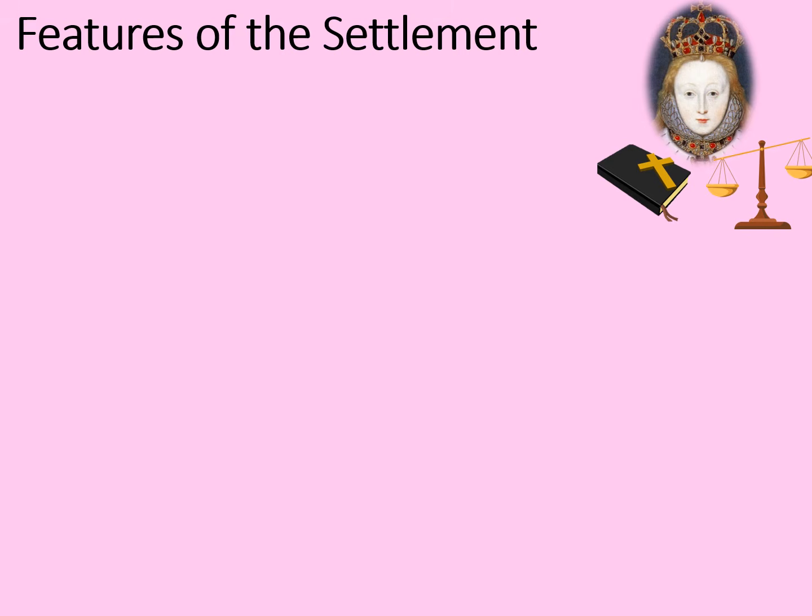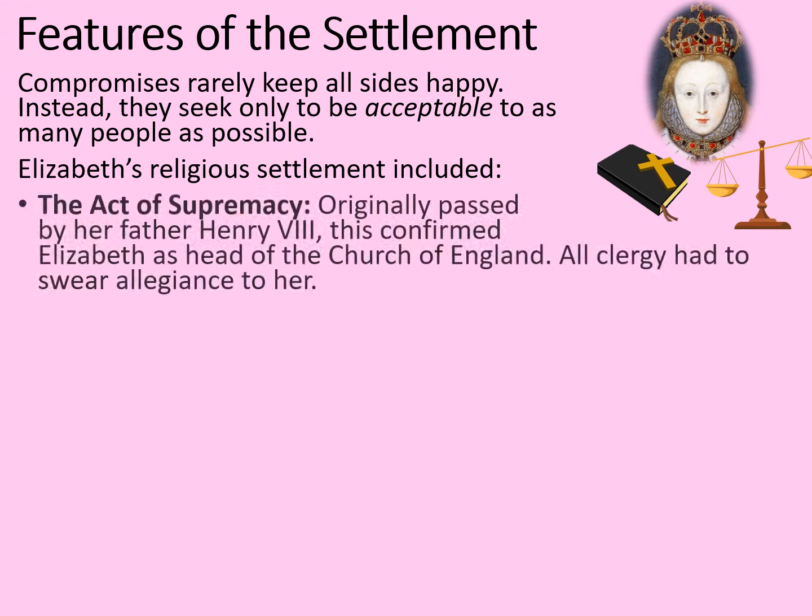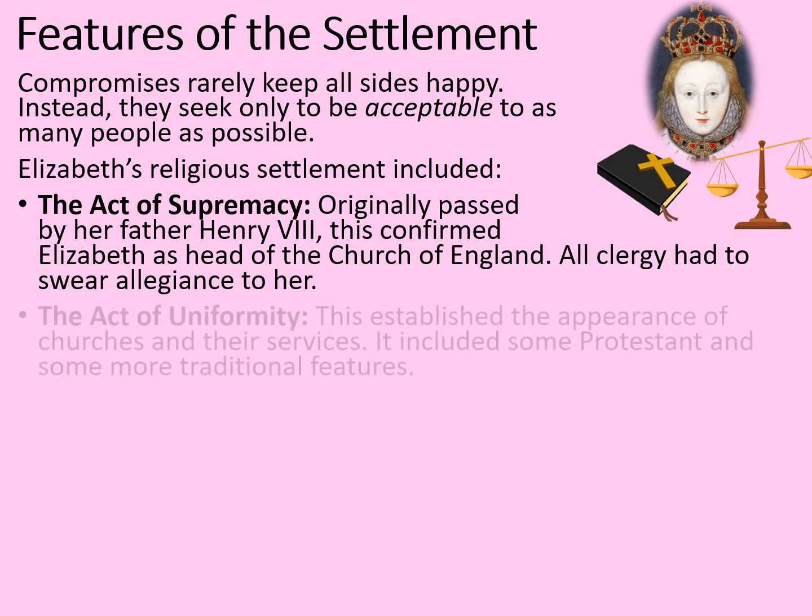Now for the legal stuff. Compromises rarely keep all sides happy. Instead, they seek only to be acceptable to as many people as possible. Elizabeth's religious settlement included the Act of Supremacy. This had originally been passed by her father Henry VIII, and in this case it confirmed Elizabeth as head of the Church of England. Therefore, all clergy had to swear allegiance to her.